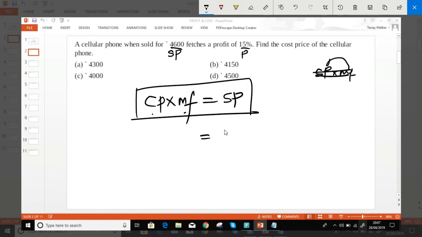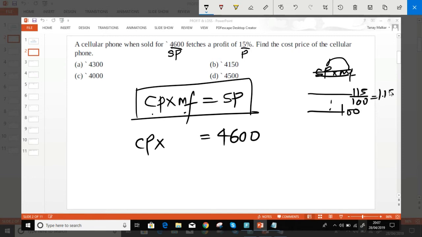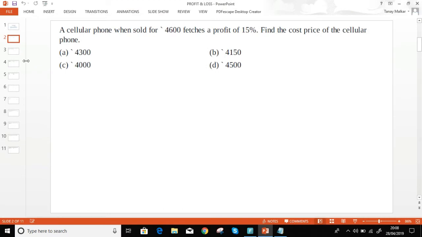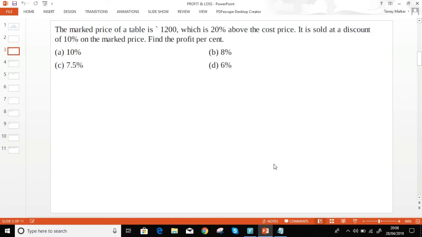So in this case, selling price is already given, 4,600. Cost price we have to find. Now, what is the multiplying factor when there is a 15% profit? Now understand, when you have a profit, you have to go up. 15 you have to go up, 115 divided by 100. The multiplying factor you get is 1.15. So your cost price becomes 4,600 divided by 1.15. This will be your answer. Okay. Now look at this question.